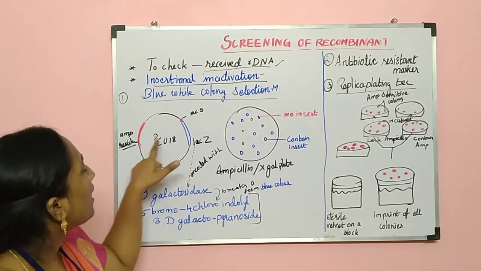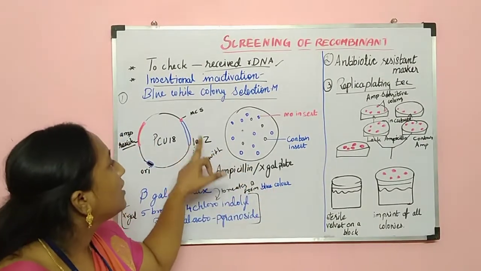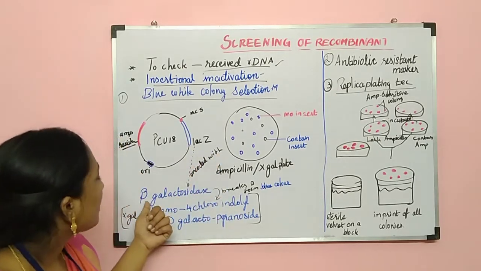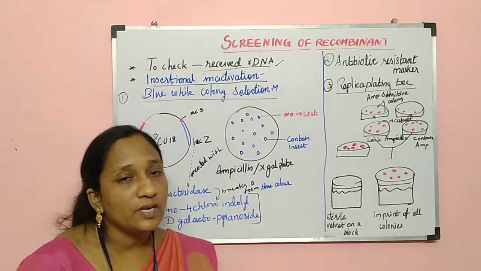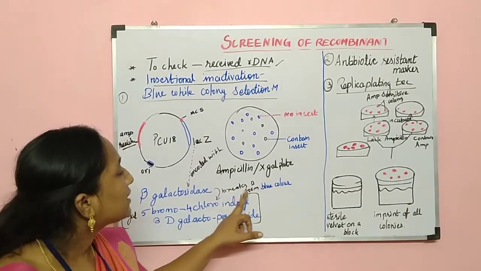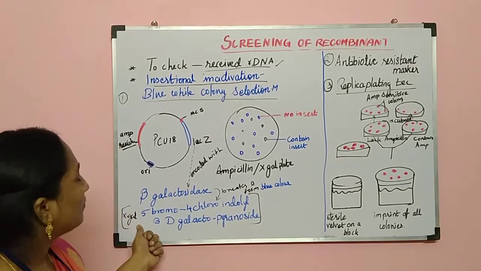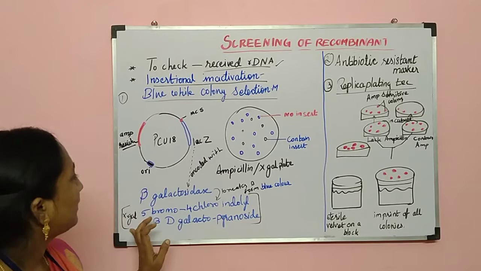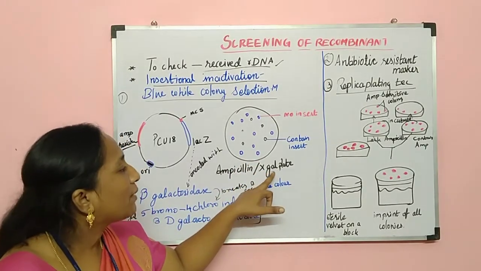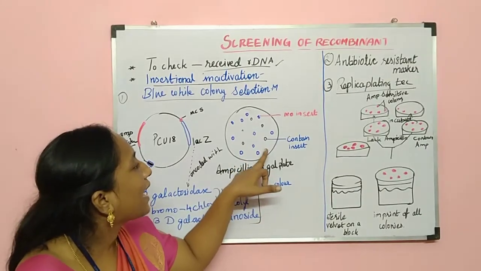This is the foreign DNA, and here we are inserting one more gene, called the Lac gene. Its main function is to encode an enzyme called beta galactosidase. This beta galactosidase breaks down X-gal. X-gal is a chemical substance. So we have an ampicillin-filled plate or an X-gal-filled plate.